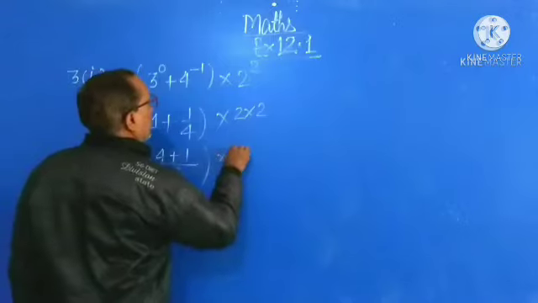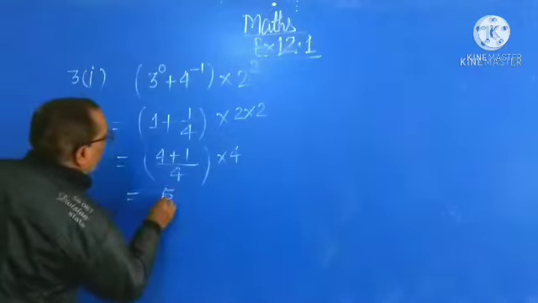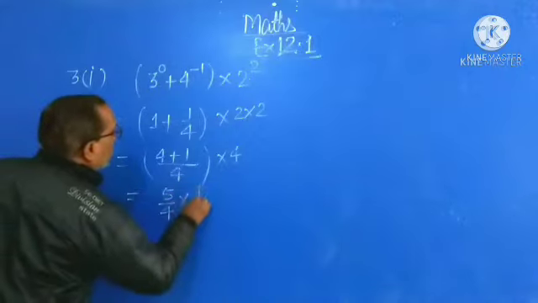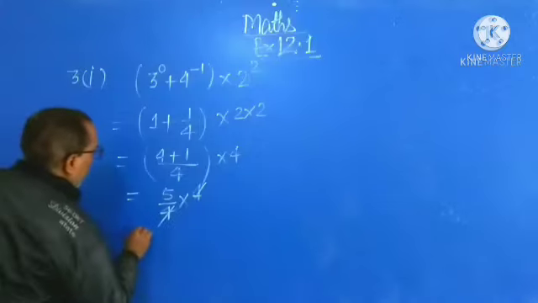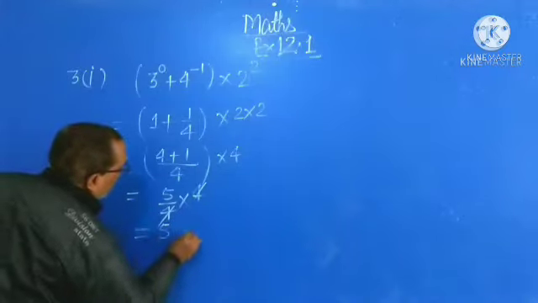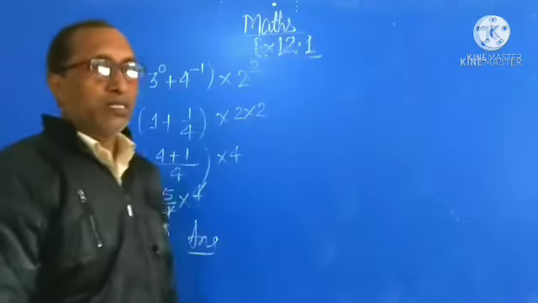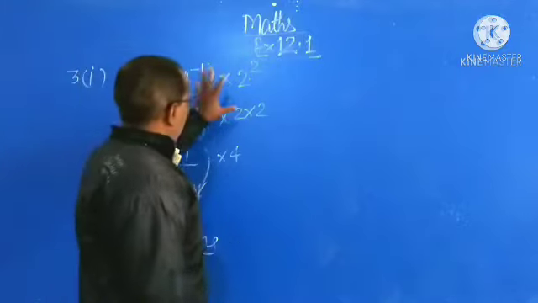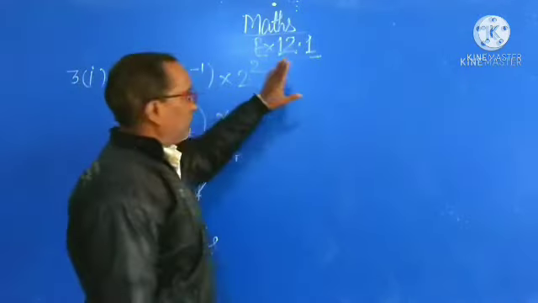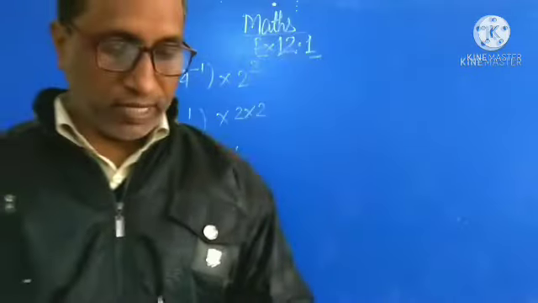You get in the bracket 1 plus 1 upon 4, into 4. That is 5 upon 4 into 4. When 4 is cancelled by 4, you get 5. This is the value of this expression, 3 raised to power 0 plus 4 inverse into 2 raised to power 2. Like this, you also solve other questions.